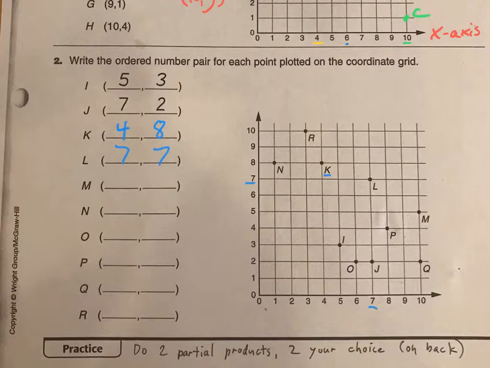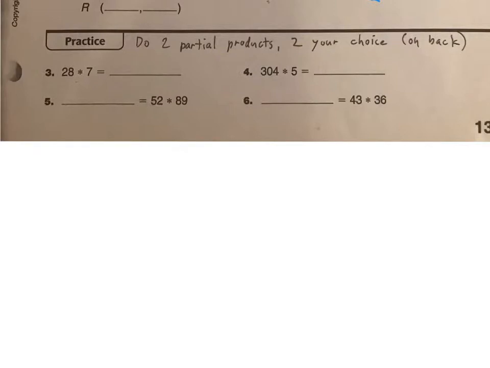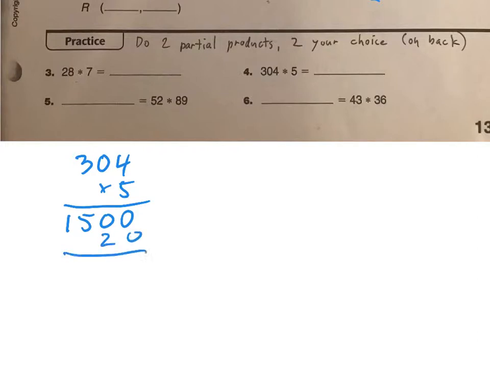And finally, we're going to finish this one with some multiplication. And I'd like you to do 2 of these with the partial products method. So I'll demo that for a couple of them. I'll do number 4 here. And 4 is 304 times 5. So I'll do 5 times 300 first, which is 1,500. And you know what? You don't have to do 5 times 0 tens because it's 0. You can just skip that. So 5 times 4 is 20. There's your answer, 1,520.